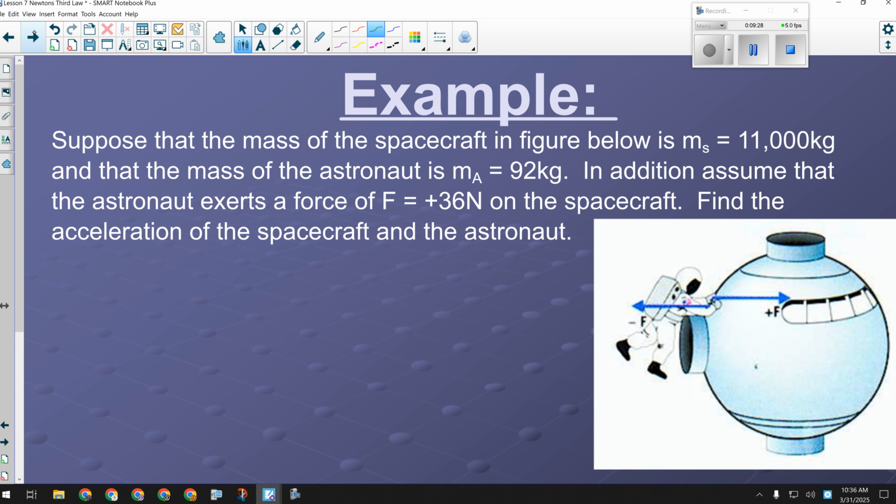Does the spacecraft move? Hands up if you think the spacecraft moves. Absolutely it does. Not a lot. And for how long? How long is the acceleration of both me and the spacecraft going to last?